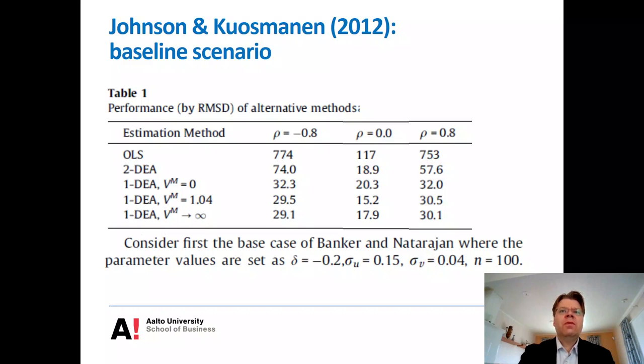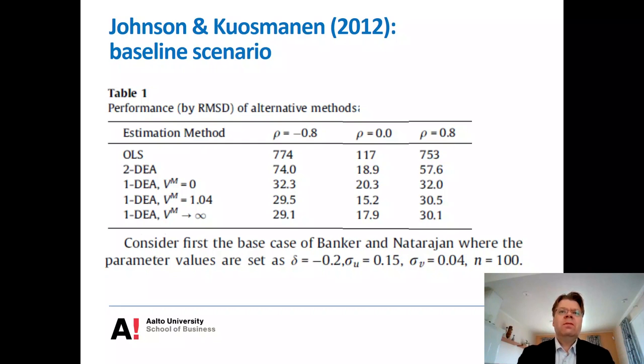And you can see that there are three columns and there are three different values of parameter rho. This rho is a correlation coefficient between X and Z variable. So in this case, we have a single input X and single Z variable, and the correlation of X and Z is equal to rho. And because this is a simulation, we can control for this correlation.